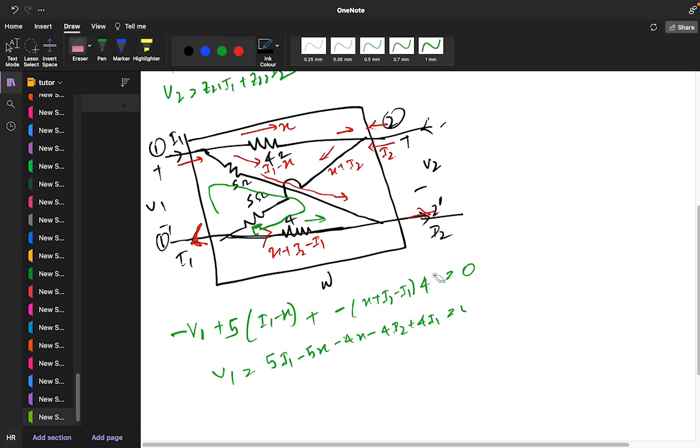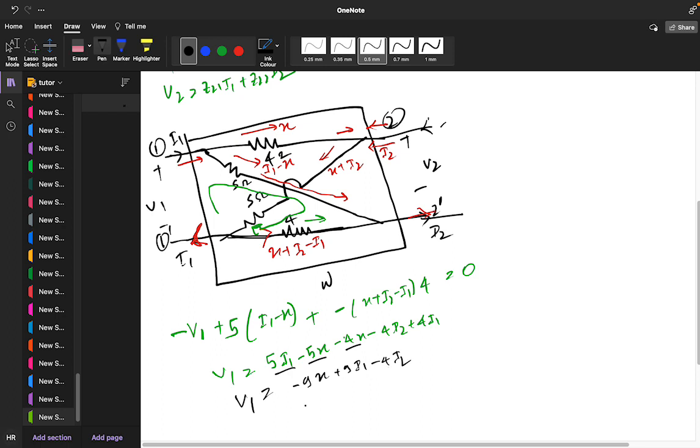So we are getting this V1 value: 5I1 minus 5x minus 4x minus 4I2 plus 4I1. What will be the result? V1 is equal to minus 9x plus 9I1, sorry, 9I1 is there. Minus 9x is correct, as you said. Minus 4I2. Yeah, we got the equation like this now.